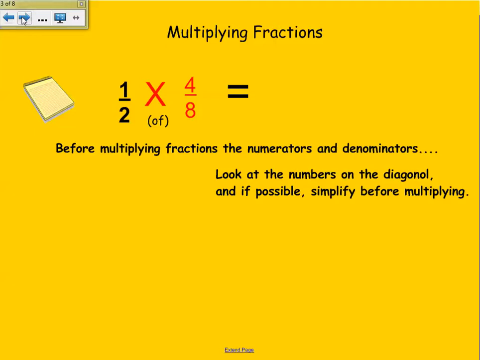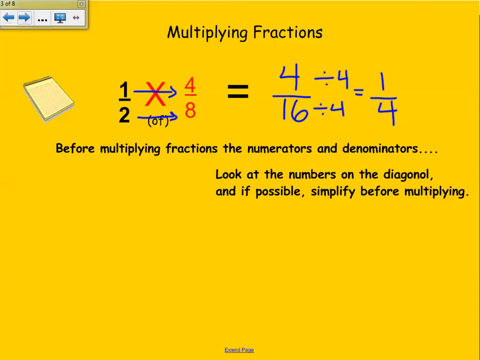I don't have any mixed numbers, so I don't need to change anything to an improper fraction. So what I do is I'm going to multiply straight across my numerator. So 1 times 4 is 4, and 2 times 8 is 16. I can't change this back to a mixed number because it's not an improper fraction. However, I can divide top and bottom by 4 because 4 goes into both of them. So I can get 1/4 as my answer.